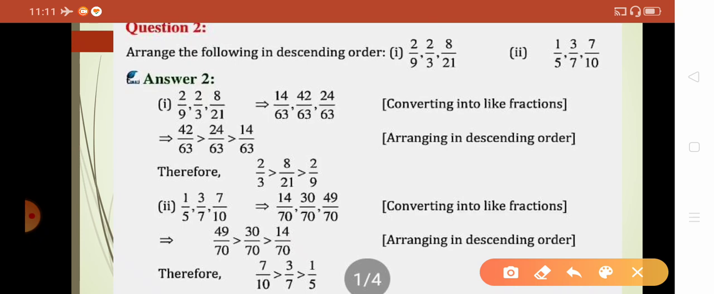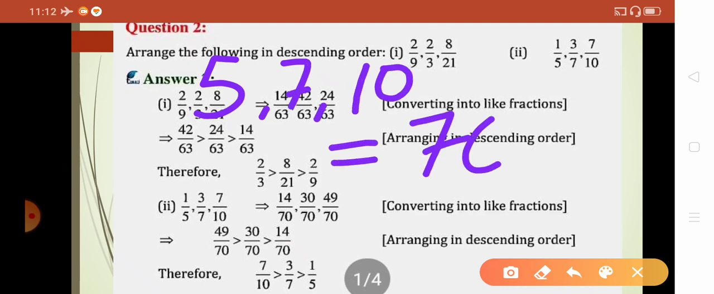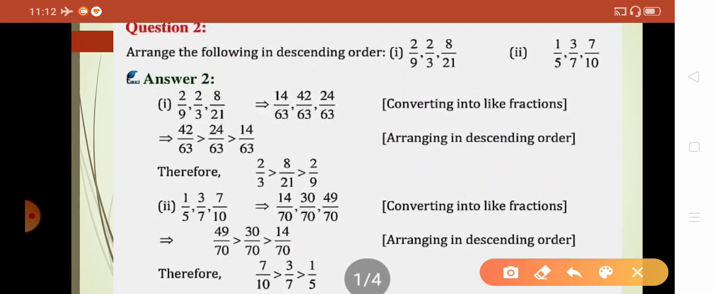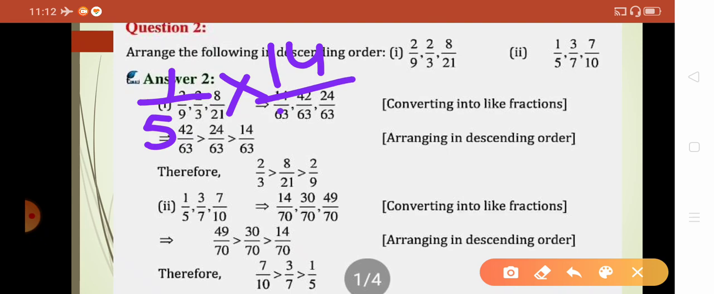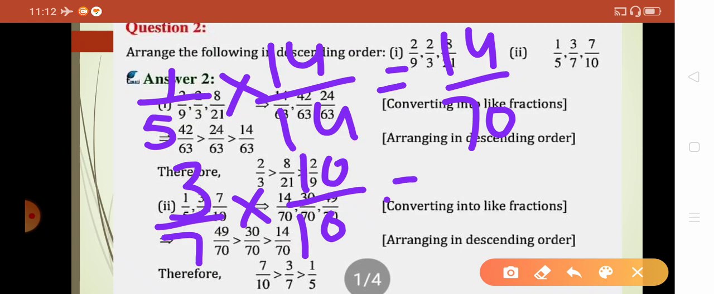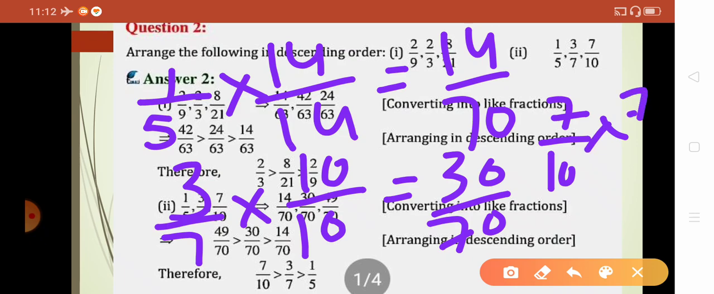Next is 1 by 5, 3 by 7 and 7 by 10. So what should you do? First of all we will find the LCM of 5, 7 and 10, and that comes out to be 70. That means you have to make the denominator equal to 70. For 1 by 5, we will multiply it by 14, because 14 fives are 70. So the first fraction will become 14 by 70. Next is 3 by 7, we will multiply it by 10, so 30 by 70. And next is 7 by 10, we will multiply it by 7, that will become 49 by 70.